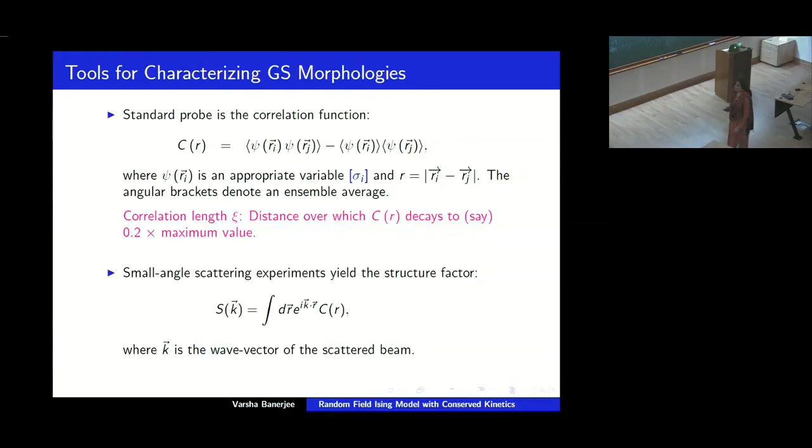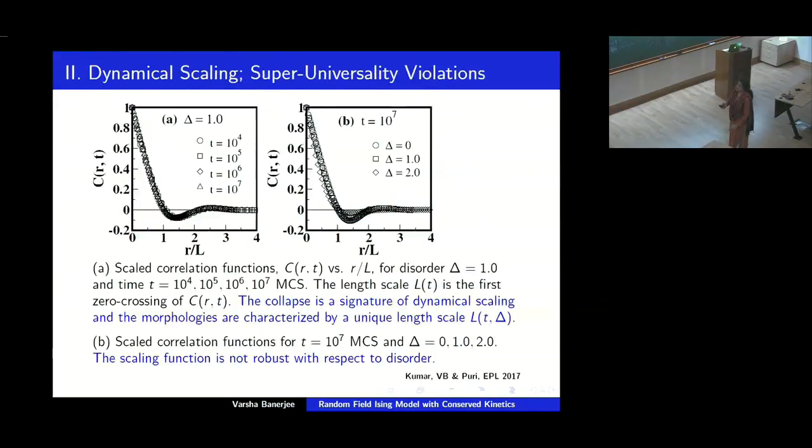One typically defines a correlation length in this case. That's the distance over which C(r) decays to some typical value, let's say something like 0.2, but that's not very important. Okay? And what is crucial here is the connection with the structure factor. The structure factor is what is measured in small angle scattering experiments. So this is nothing but the Fourier transform of the correlation function. These are the two tools that we keep using to characterize our morphologies.